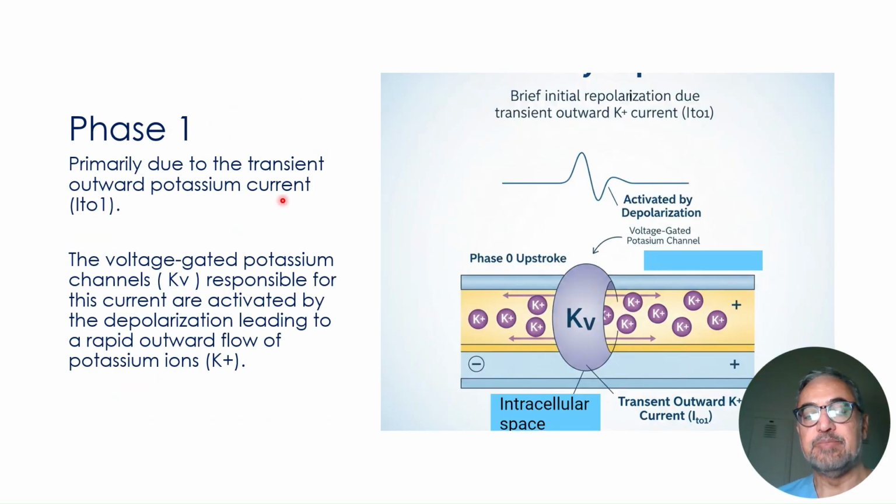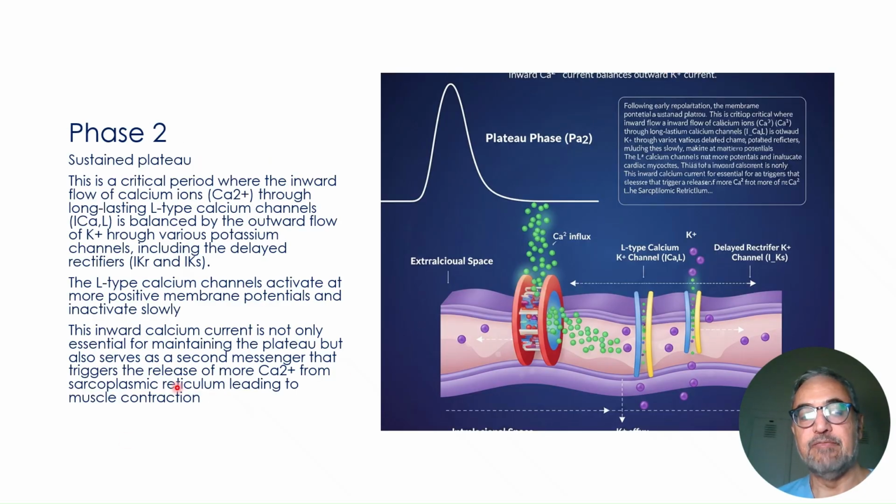In phase 1, it's primarily due to the transient outward potassium current. The voltage-gated potassium channels responsible for this current are activated by depolarization, leading to a rapid outward flow of potassium ions. In phase 2, there is a sustained plateau.